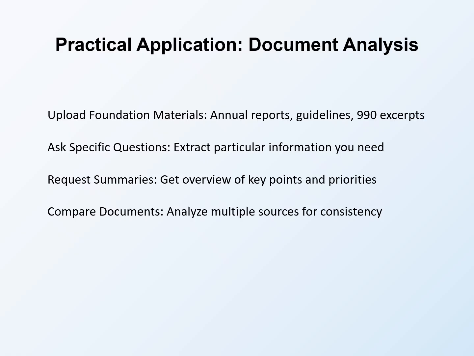Comparing documents analyzes multiple sources for consistency. You might ask the AI to compare what a foundation says on its website with what its 990 shows about actual giving. Discrepancies between stated priorities and actual giving patterns are valuable insights.